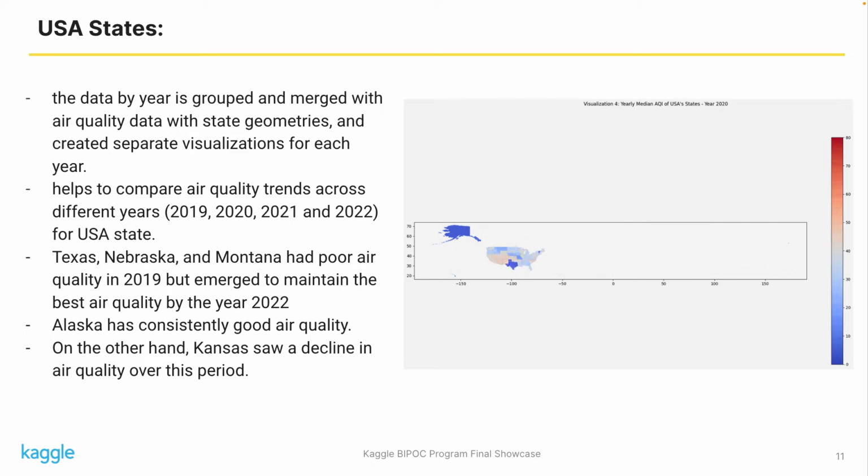Moving forward with the USA states, in this slide, the data is grouped by year and is merged with the state level air quality data, resulting in individual visualizations for each year. We can see Texas, Nebraska, and Montana experience low or poor air quality in 2019, but achieve or maintain best quality by 2020. Alaska, on the other hand, has consistently maintained good air quality throughout the period, while Kansas witnessed a decline in air quality over the same time frame.